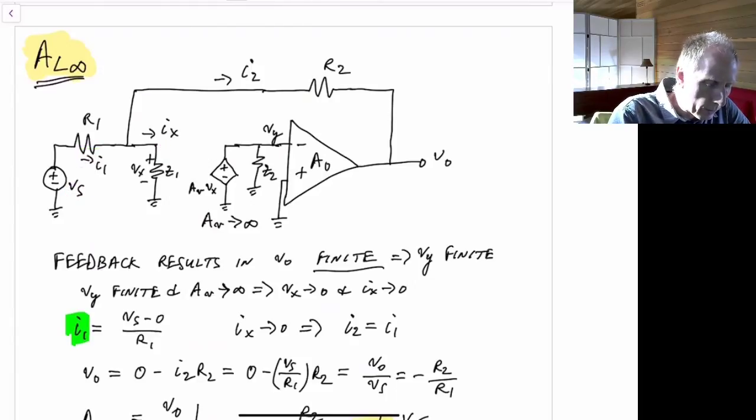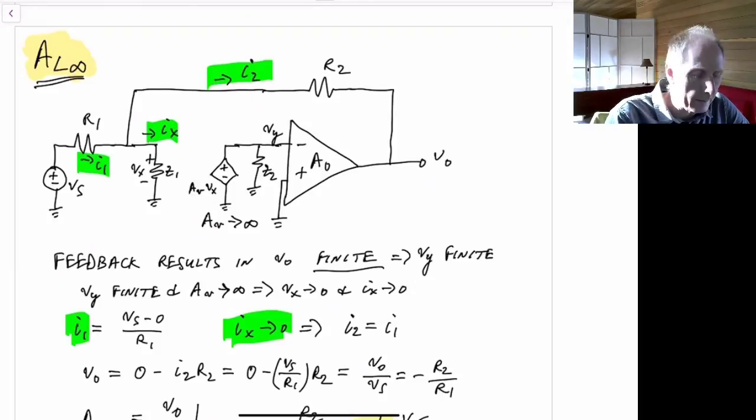We also just showed that I sub x goes to 0. If I sub x is going to 0 here, then I2 must be equal to I1. So all of this current must flow through here, since Ix is equal to 0.